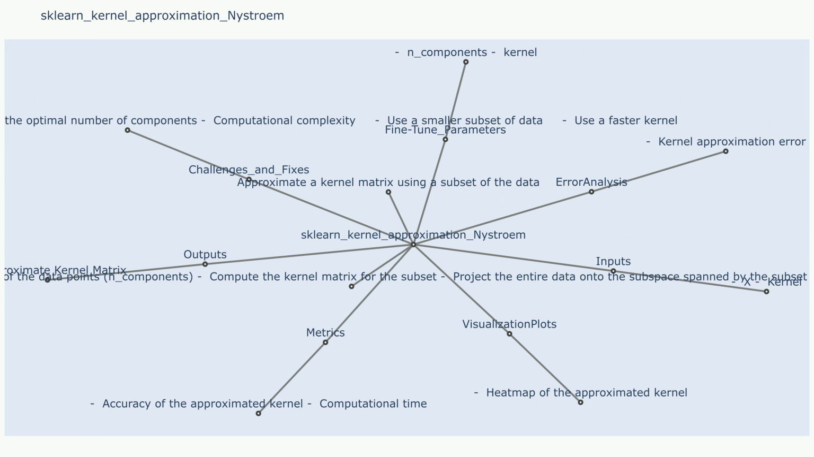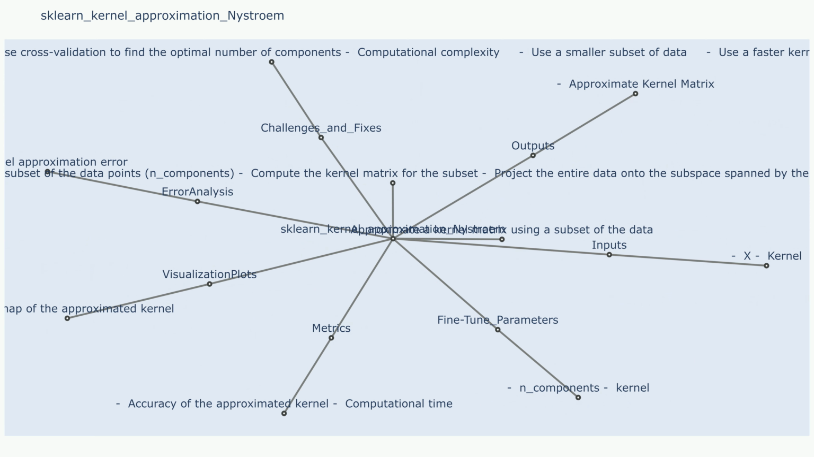Steps: randomly select a subset of data points, the landmarks, from the input data. Compute the kernel matrix between the landmarks and the entire dataset. Use the kernel matrix and the selected landmarks to construct an approximate feature map for each data point.